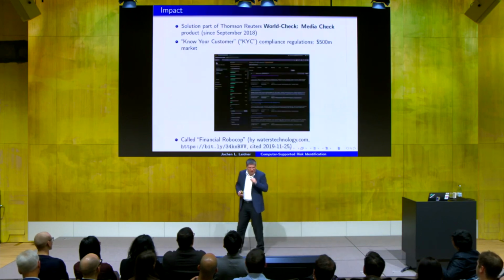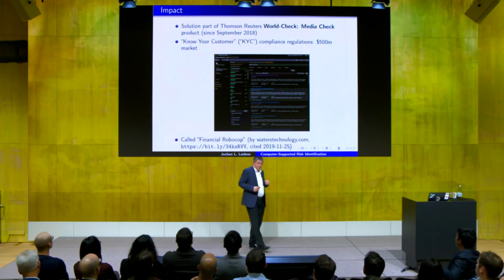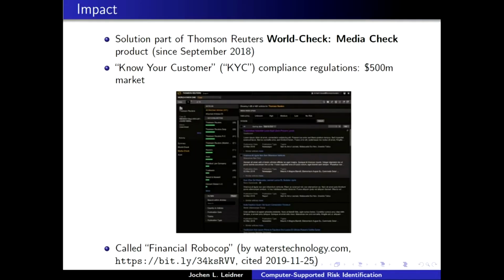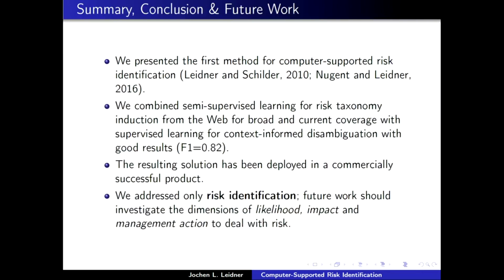customers. So in some modified form, with some further development, this became part of World-Check Media Check since September 2018. It's the solution that Thomson Reuters, now Refinitiv, is selling to the compliance industry, for example, banks. This is a 500 million market. And we got some nice feedback. So the system has been called a financial Robocop by an influential financial blog that we did not pay, as far as I know. So thanks for that.